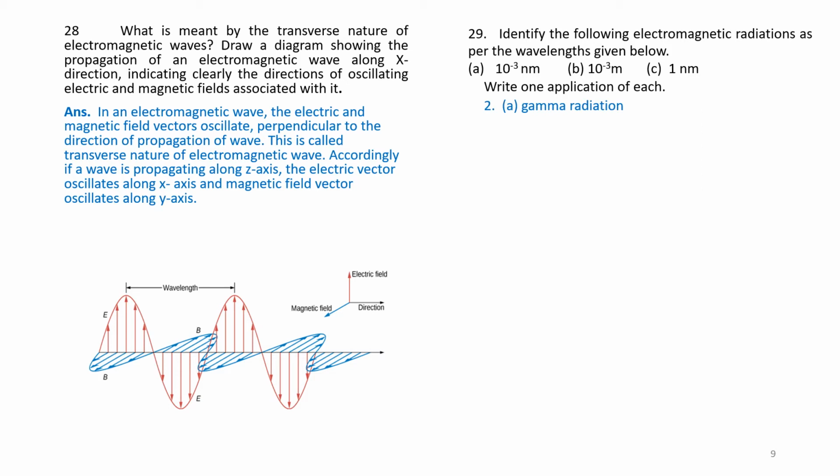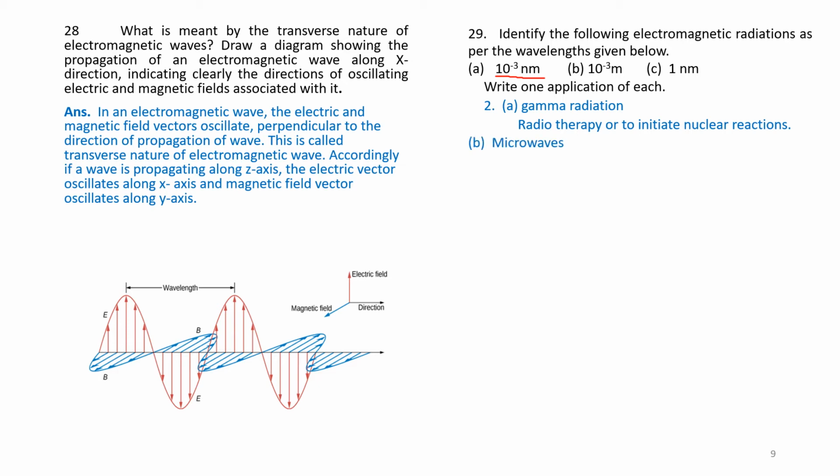A is gamma. We know that gamma has the lowest wavelength, 10 to the power of minus 3 nanometer. Please note here it is nanometer. Hence it is gamma radiation. It is used for radiotherapy and to initiate nuclear reactions.